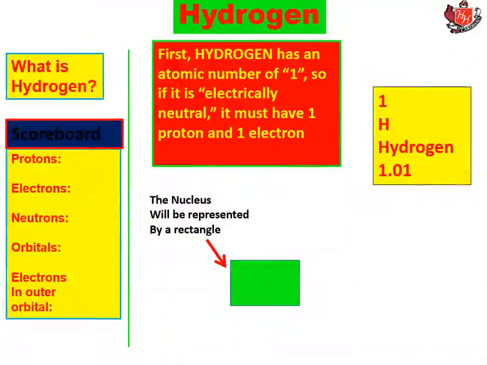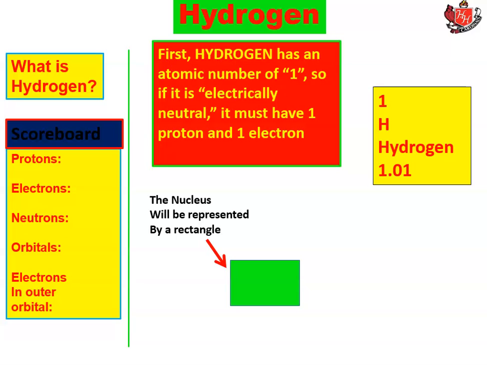All right, so now we're going to learn how to use the periodic table to diagram an atom. So we're going to first start with the simplest element, that's hydrogen. And over on the left, you see a scoreboard. And that's simply where we're going to keep track of how many protons, how many electrons, how many neutrons, how many orbitals that atom has, and how many electrons in the outer orbital. Those are the valence electrons we talked about earlier. And those are the ones that are really important.